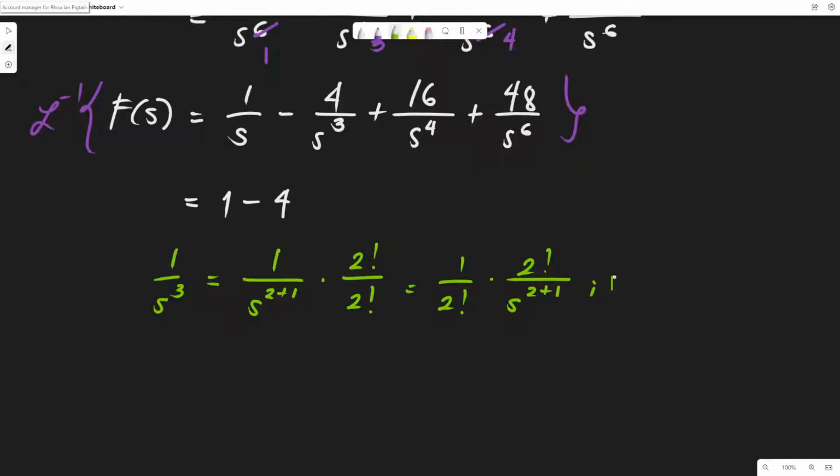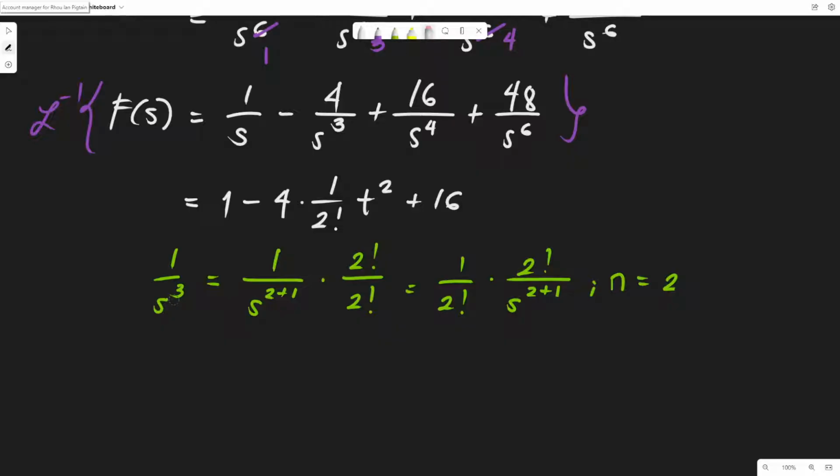Ayan. So kapag ganito na, n is equal to 2 pala, sorry. N is equal to 2, so 4 times, don't forget yung 1 over 2 factorial natin. Tapos, t raised to 2. Ayan, ganun lang siya. Then we have plus 16.